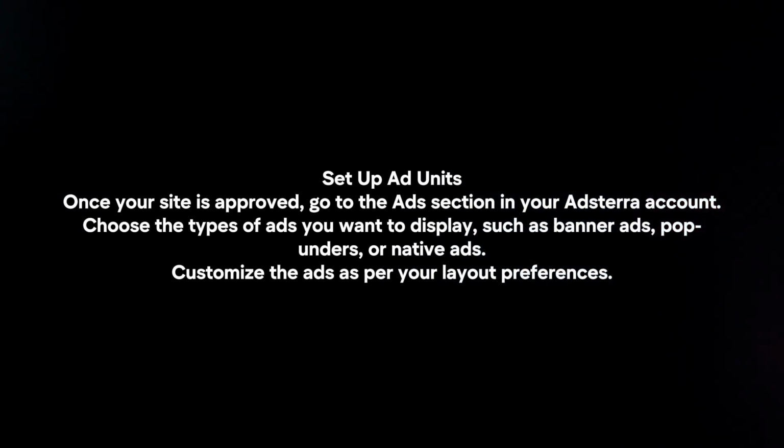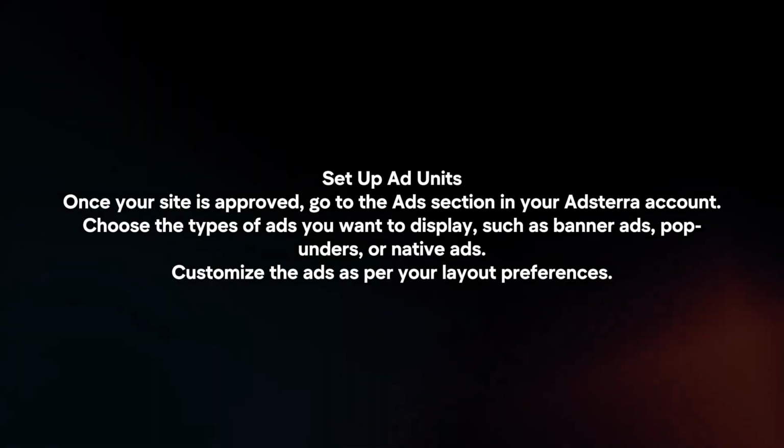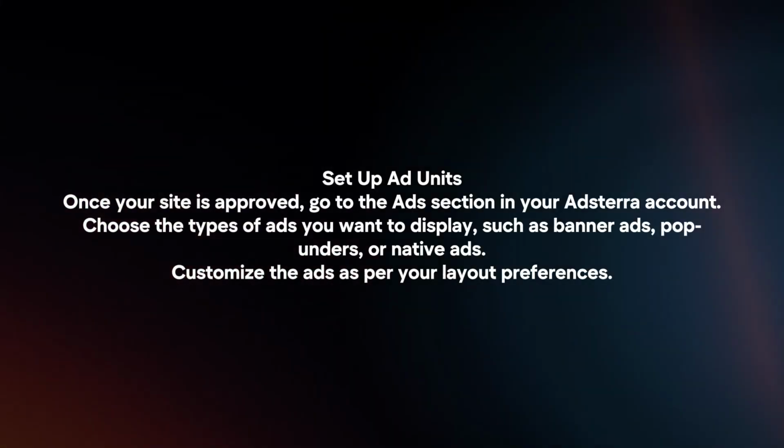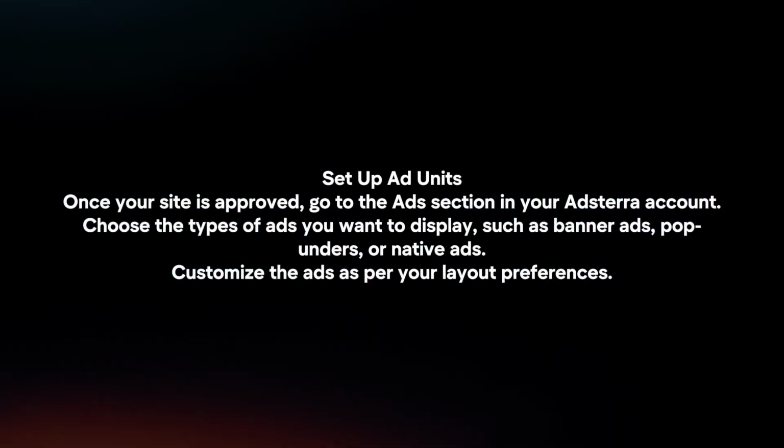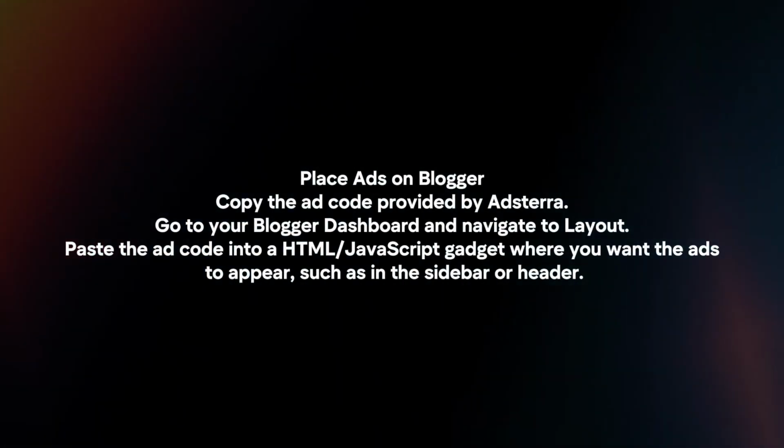Once your site is approved, go to the Ads section in your Adsterra account. Choose the type of ads you want to display, such as banner ads, pop-unders, or native ads. Customize the ads as per your layout preferences. Place ads on Blogger. Copy the ad code provided by Adsterra.